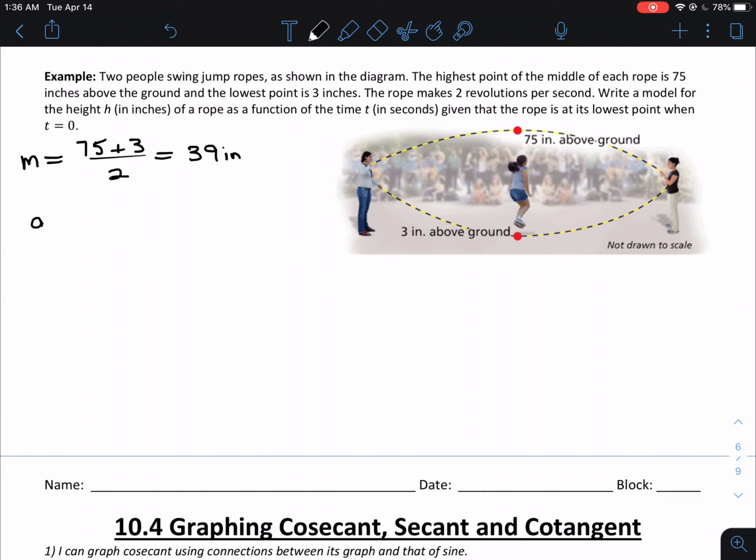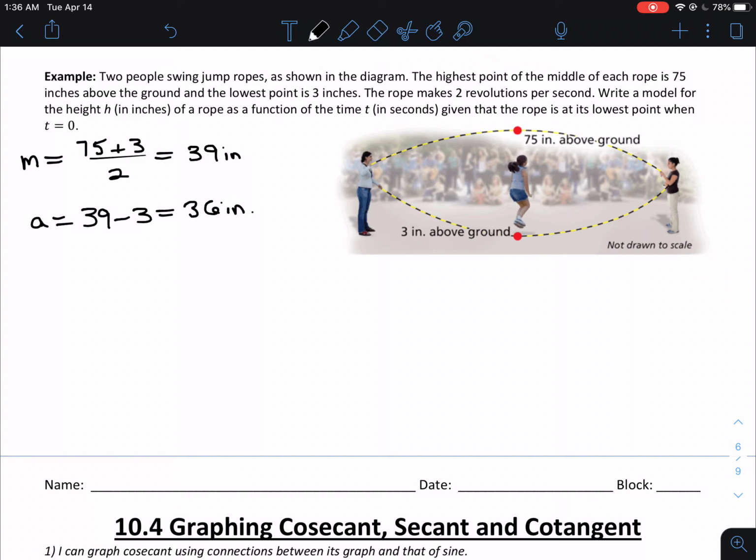So then amplitude, you're looking at what is the distance from that midline either to your maximum or minimum. Let's just go distance to the minimum. So 39 minus 3, the difference there is 36 inches. So then there's going to be your amplitude.